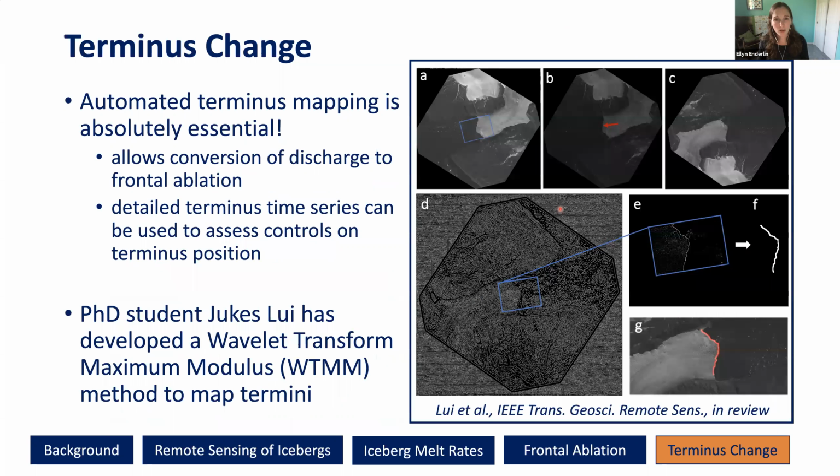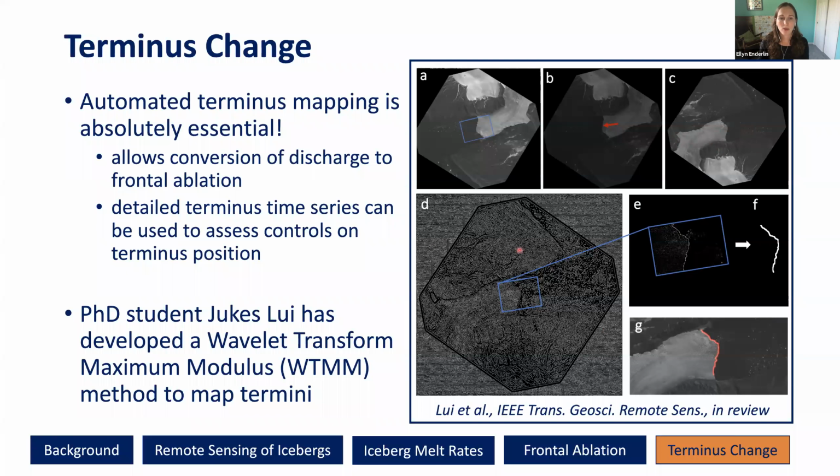So my PhD student, Jukes Liu, has been working on this project where she's developed the wavelet transform maximum modulus method. I'm sorry, it is a mouthful. She's been applying that to map glacier termini in an automated way. And so what is done here is basically you just start with a terminus box and a velocity data set, and you rotate your glacier into this sort of uniform coordinate system where everything's flowing from left to right.